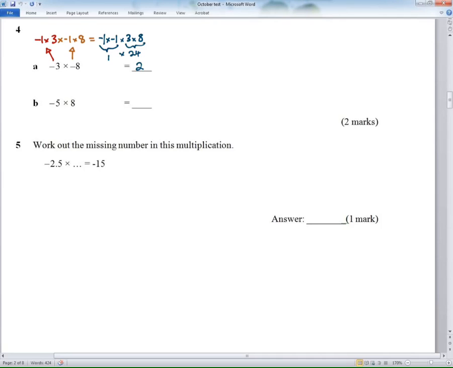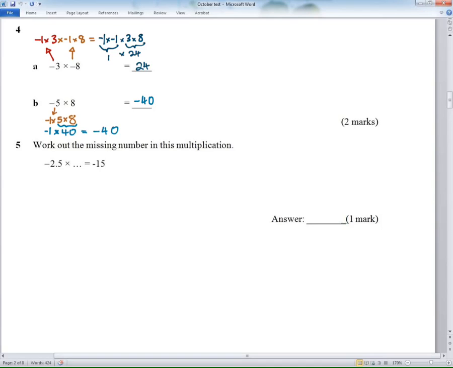Next, if we look at B, we can use the same logic. Maybe you should pause the video and try using that logic on this question. So, minus 5 times 8, we could write as minus 1 times 5 times 8. We keep the minus 1 the same, and 5 times 8 we know is 40. And minus 1 times 40 is going to be minus 40. So the answer to this question is minus 40.